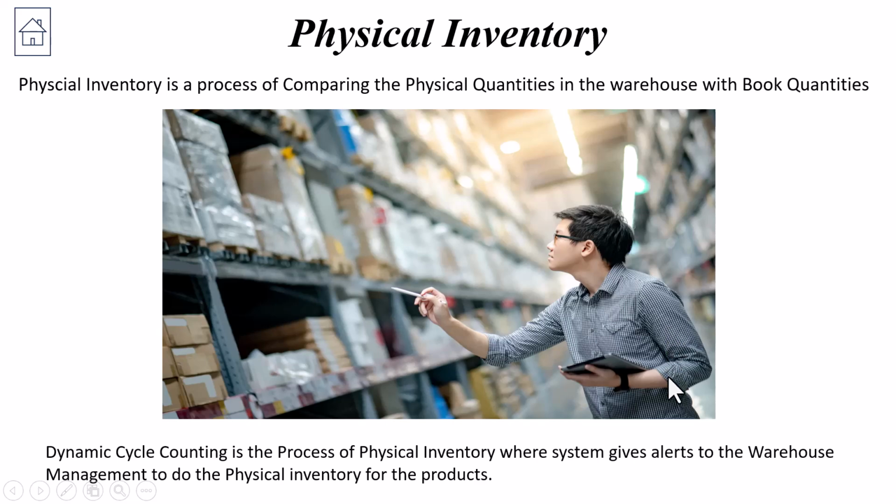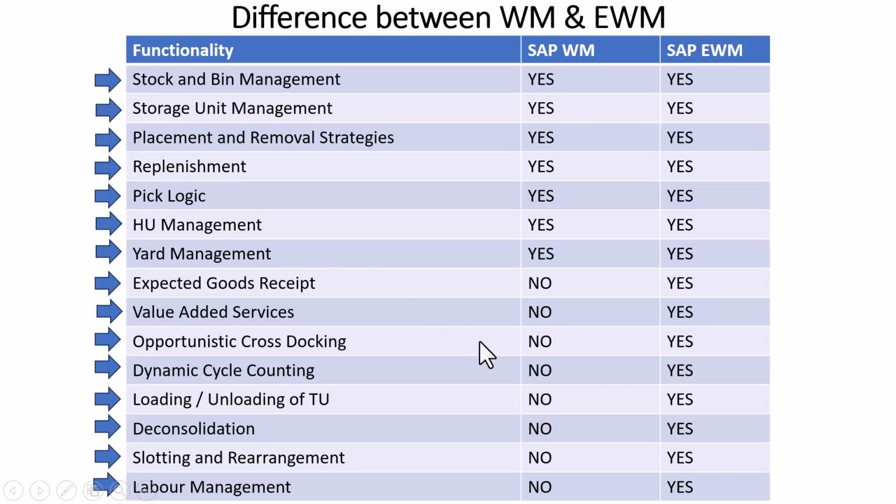The alert says this is the product, you have to go with the physical inventory process. That kind of alert mechanism is possible with SAP EWM, based on rules which are set in the background. That is what we call dynamic cycle counting. Dynamic cycle counting is possible with SAP EWM, whereas this feature was not there in SAP WM.